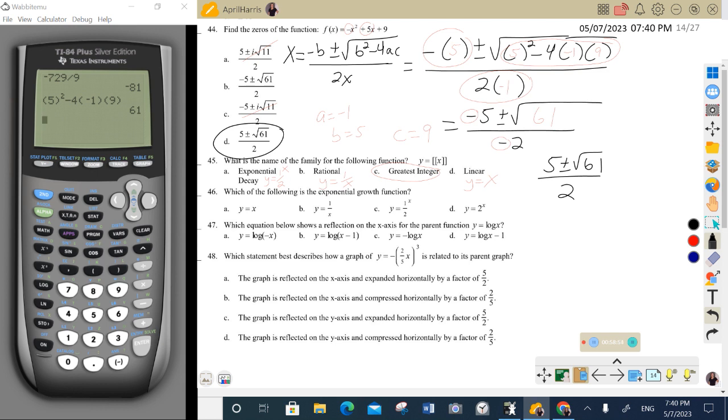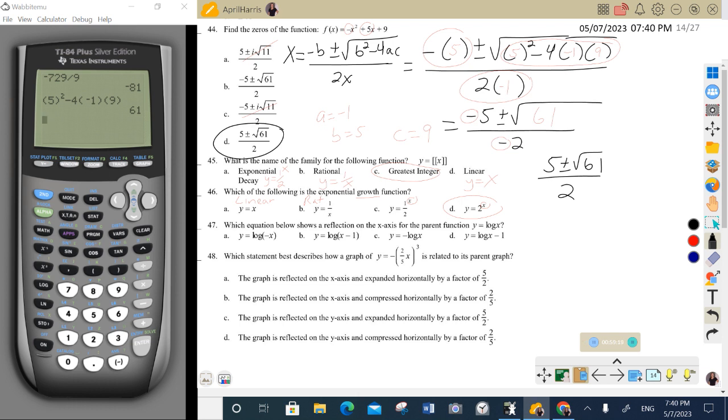46 wants to know which one's the exponential growth. Well, A is linear. B is rational. C and D are both exponentials because the variables are exponents. So which one is growth? The one that has the bigger base, which is 2 to the x. 1/2 to the x is exponential decay.